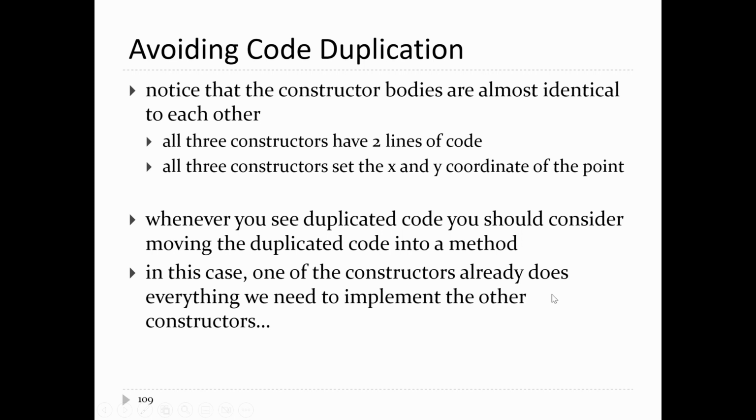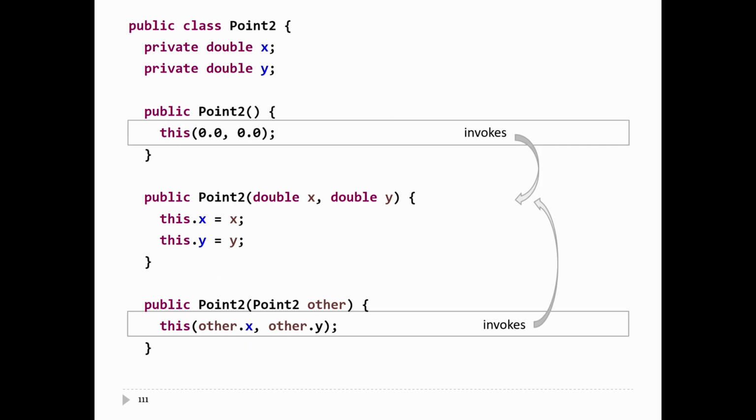When you're writing a constructor, it's typically the case that one of your constructors is the most general constructor. Let me show you what I mean by that. This constructor here is the one that actually takes in two coordinates x and y. So I could just use this constructor for everything. Now, is there a way for the first constructor to call that constructor, and for the third constructor to call that constructor? And the answer is yes.